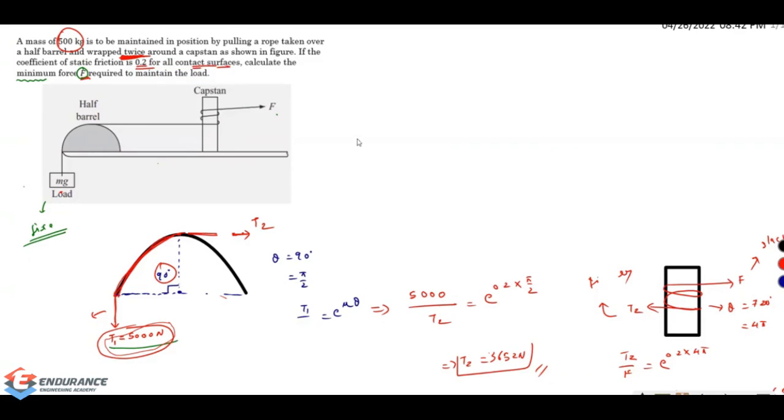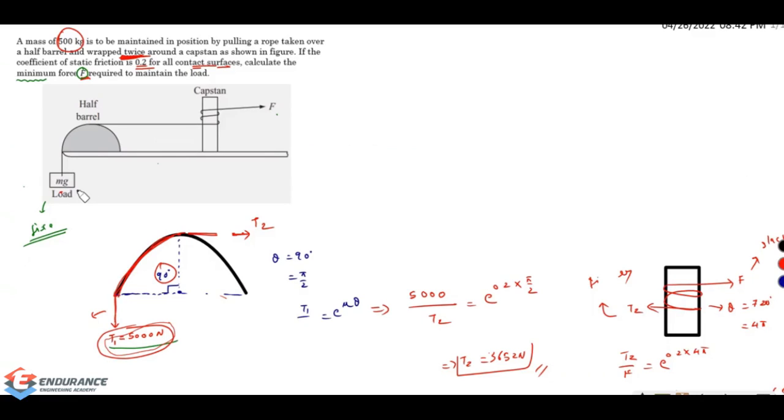Okay, let me come back to this. I hope it is clear. The 5000 by 6 is not correct. It's completely wrong. You need to go with this formula only: T1 by T2 is equal to e to the power of mu theta. So the problem here is when I try to lift it up.